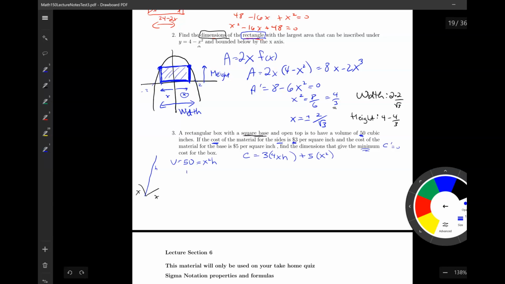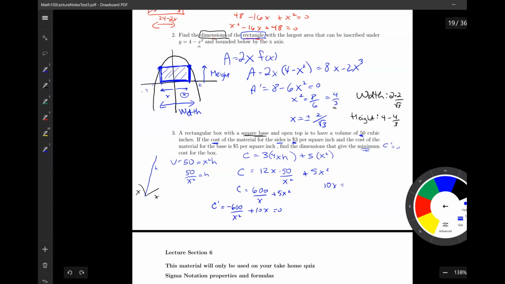So I'm going to take this and I'm going to solve it for h. So this cost equation here, I have 12x, and instead of h, I'm going to be putting in 50 over x squared, and this is 5x squared. So I'm going to fix this up so that I have a nicer thing to take the derivative of. So here I get 600 over x plus 5x squared. So this is what I'm going to take the derivative of. So that gives me negative 600 over x squared plus 10x, setting that equal to 0.